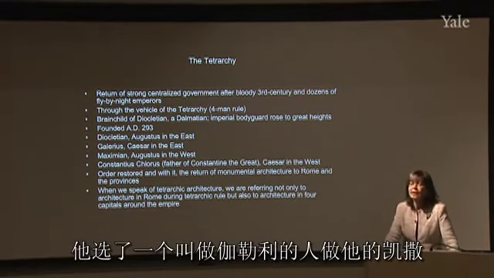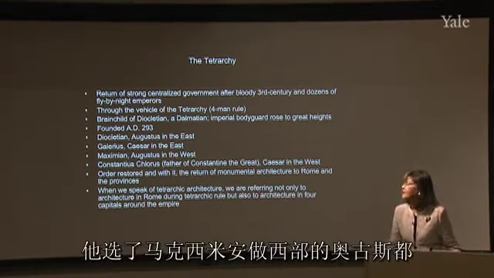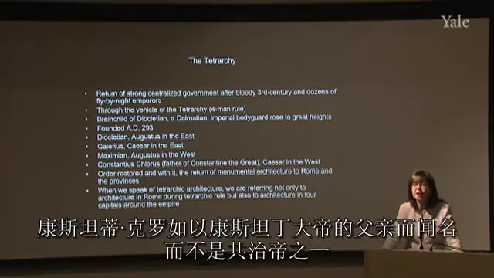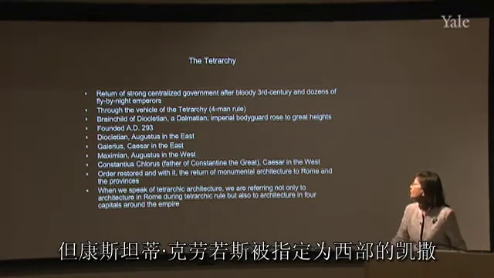He chose a man by the name of Galerius to be his Caesar, to be his second in command in the eastern part of the empire. He selected Maximian to be Augustus in the west, and then Constantius Chlorus to be the Caesar in the west. Constantius Chlorus, more well known as the father of Constantine the Great than he is as a tetrarch, but he, again, Constantius Chlorus, was the designated Caesar in the west.